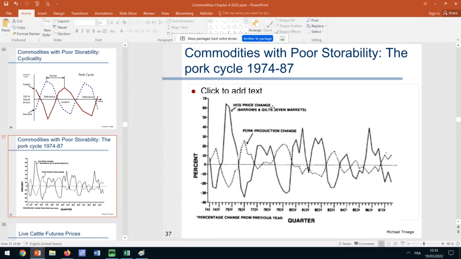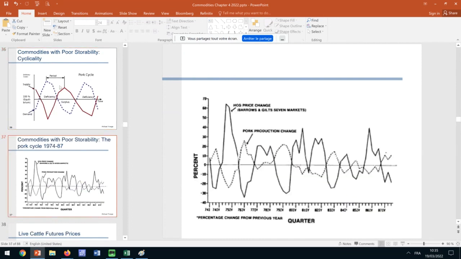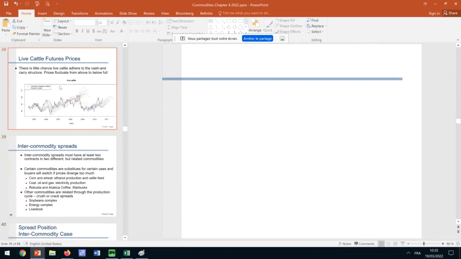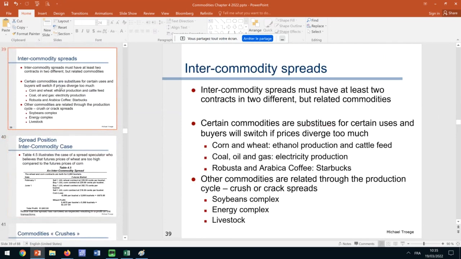So in principle, futures markets should lead to the disappearance of these cycles, because they should lead to better anticipation of the future demand. Okay, let's move on and let's talk about these inter-commodity spreads.